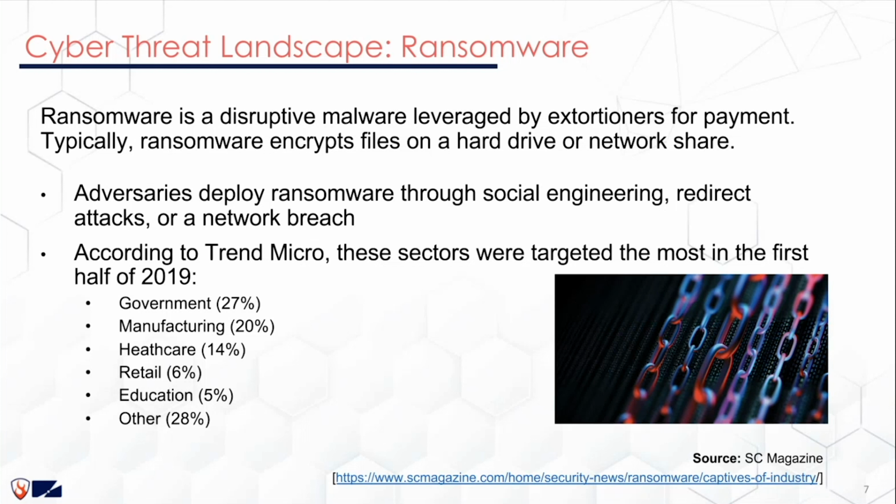One thing to note about ransomware specifically is no sector is immune from it. Here you see the government at the top, 27%, and this is all based on a report from SC Magazine and Trend Micro. So again, no sector is immune. Also, ransomware is delivered through many attack vectors, which include email, known security flaws, social engineering, or breaches. Next slide.